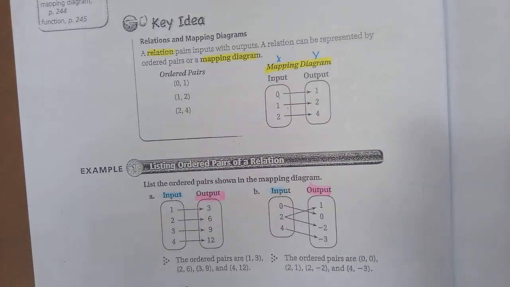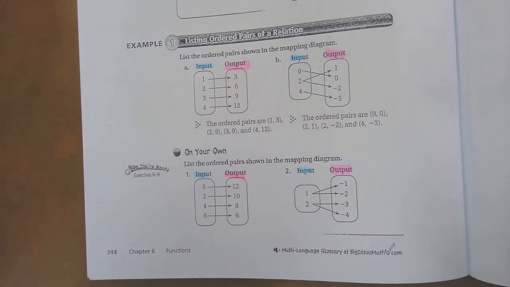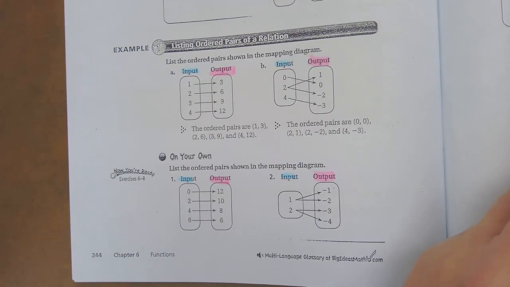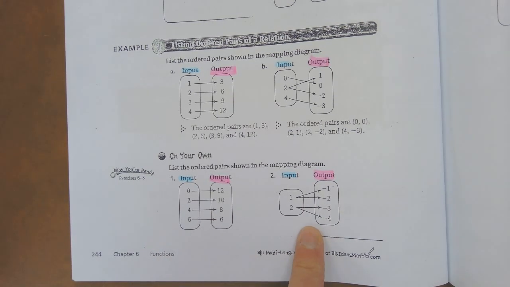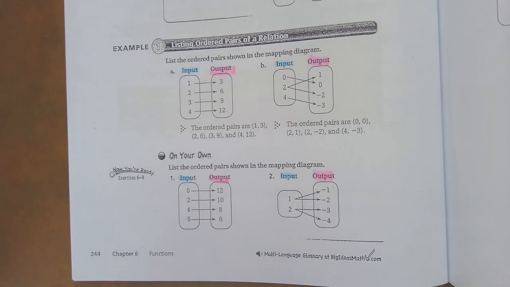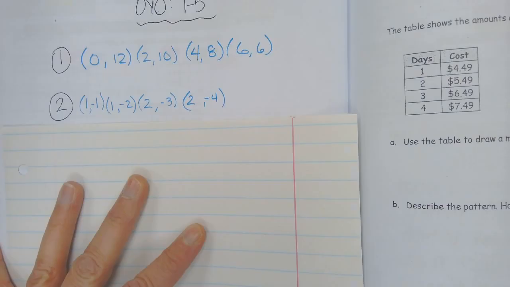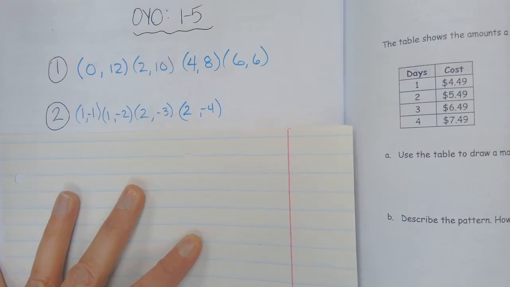So on your own, if you were listing, go ahead and you can turn the page. And when you turn the page, on the back is a place for you to write these. You're going to write the ordered pairs, or you can just write them below here. It doesn't matter. And then do the same thing here. So go ahead and pause and take it. Okay, these are the ordered pairs that you should have had from the on your own 1 and 2.